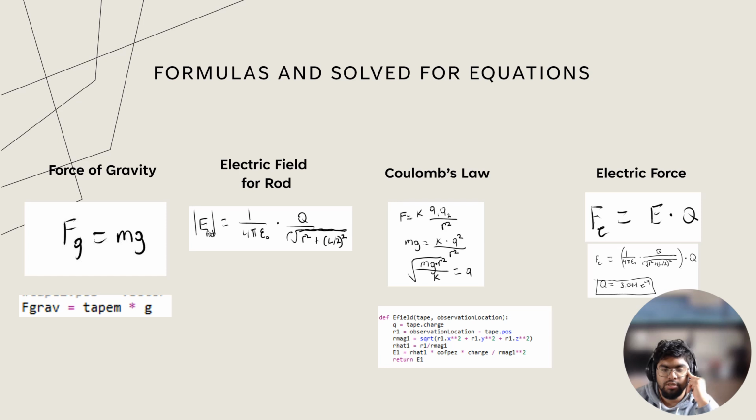And Coulomb's law over here, which is used to create the electric field of a point charge. And then we have electric force here. So as you can see here, the electric force equals the electric field times Q. And we know that the electric field is this for a rod, and we multiply it by Q and set it equal to F of G to solve for Q.